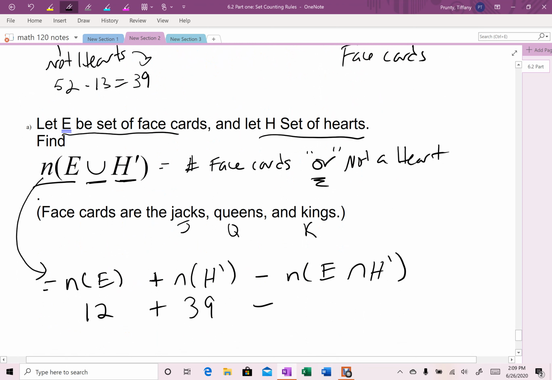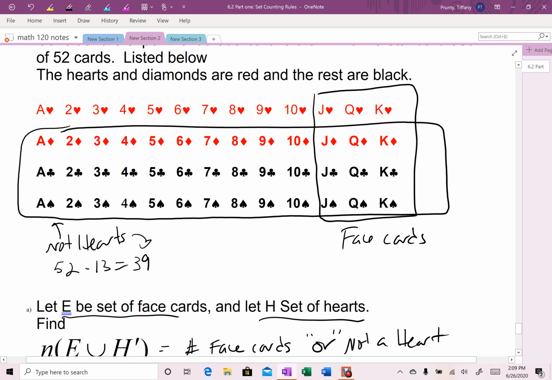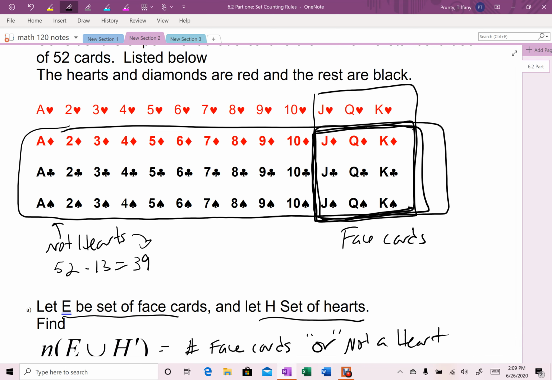The cards that I counted twice were the cards that were both face cards and at the same time not hearts. Well, that's this group here that's in the overlap, right? The overlap is the and statement. These 9 cards, there are 9 of them there, are all face cards that are not hearts. And so I counted them twice. They were counted in the face card count, the 12 count for face cards, and they were counted in the not hearts count. I don't want to count them twice because there's only 1 card of each in a deck.